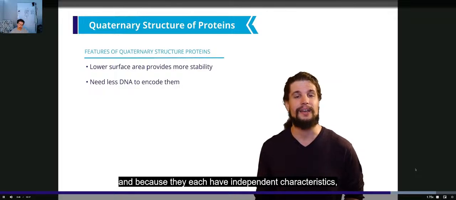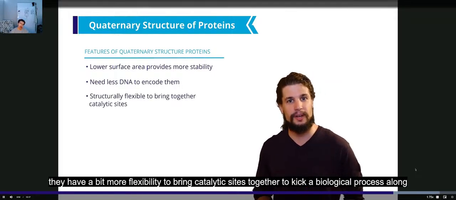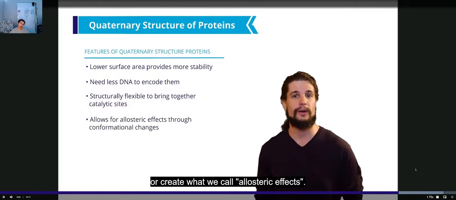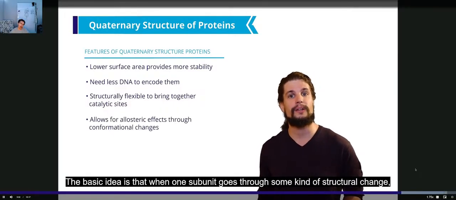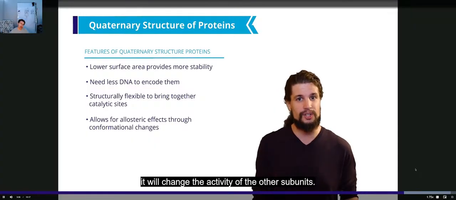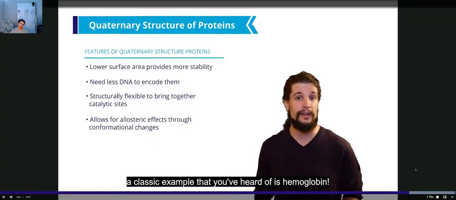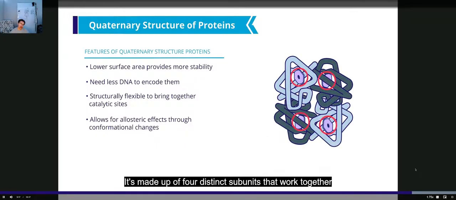And because they each have independent characteristics, they have a bit more flexibility to bring catalytic sites together to kick a biological process along or create what we call allosteric effects. The basic idea is that when one subunit goes through some kind of structural change, it will change the activity of the other subunits. To help you ground this in reality, a classic example that you've heard of is hemoglobin. It's made of 4 distinct subunits that work together to help us carry oxygen to different parts of our body.